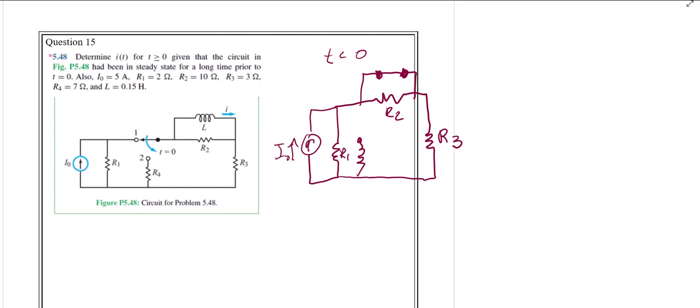All right, so when we look at this, we want to figure out what it looked like at t less than 0. Now, I went ahead and made the inductor a short circuit, and I'm going to make a couple more changes before I start to analyze it. Again, I don't like current sources, so I'm going to change a current source and a resistor in parallel to a voltage source and a resistor. And the inductor is shorting out R2, so we can ignore R2.